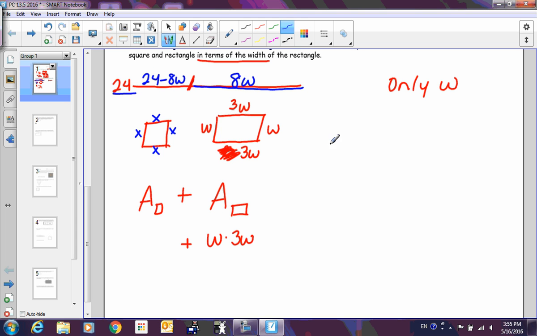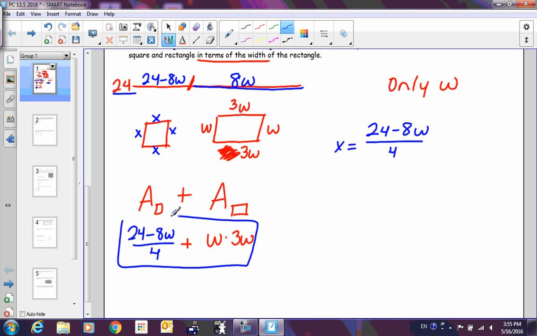So if I take this 24 minus 8W and I divide it by 4, that should give me just one of the sides. And I'm just using X here. We could have not introduced that number. You don't have to simplify. You can leave it just like this: 24 minus 8W all over 4. And that's it. That's your answer. It is not simplified. You're right.